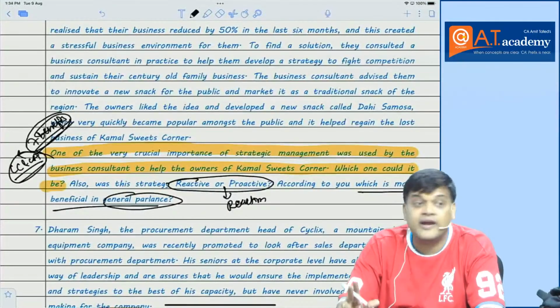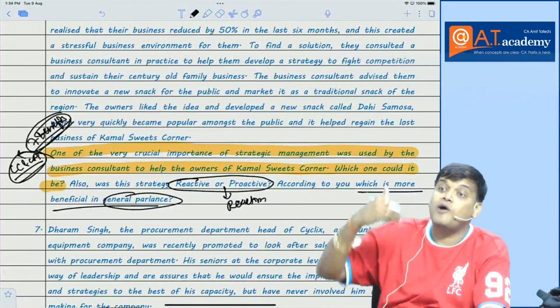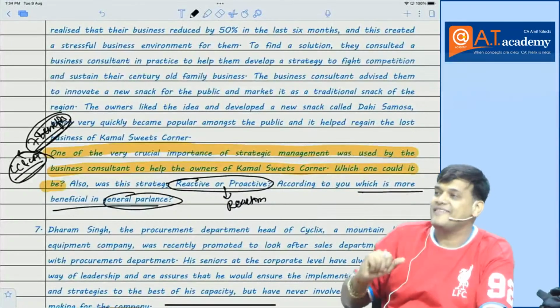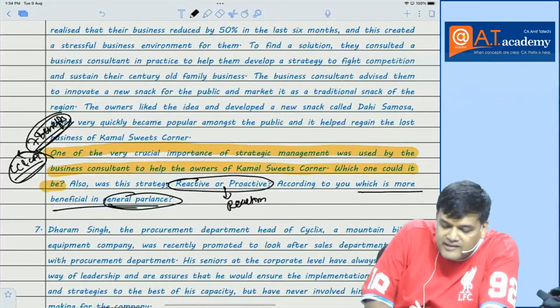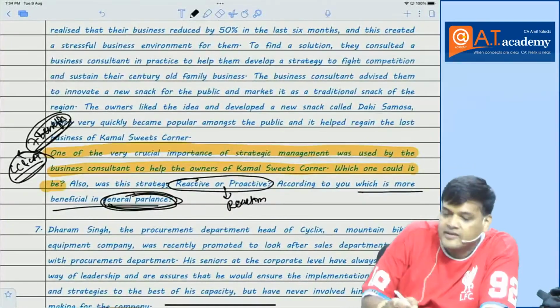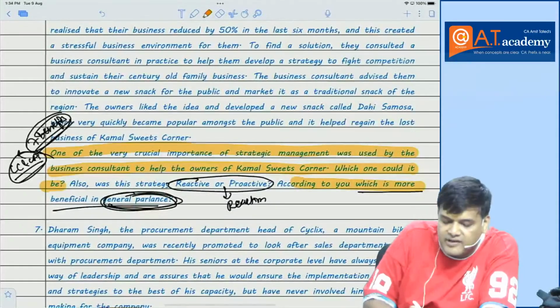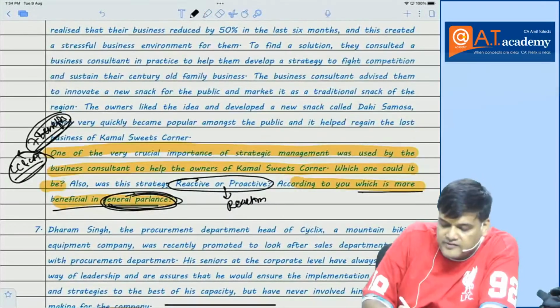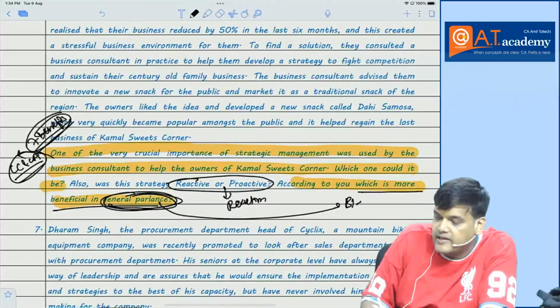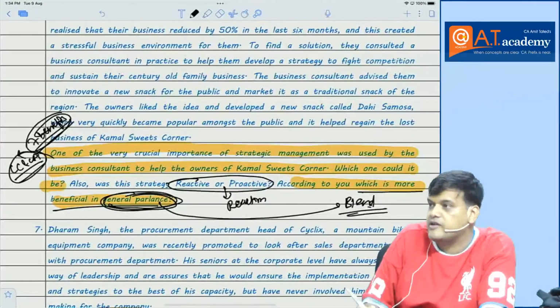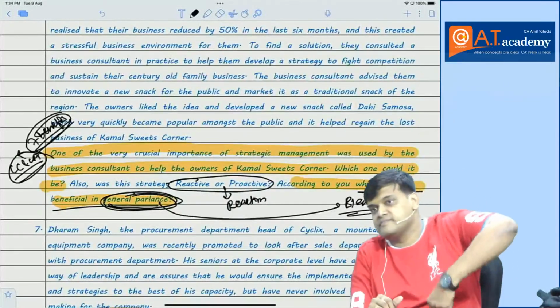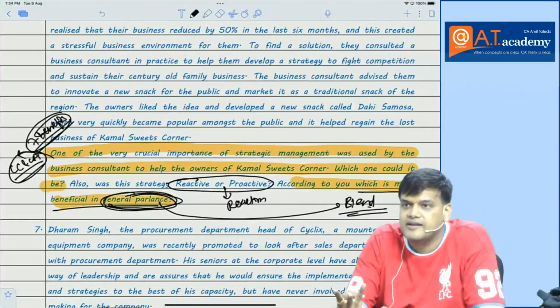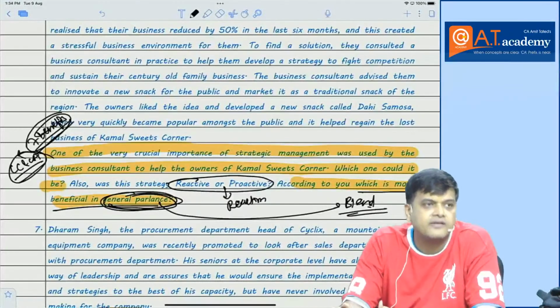Blend of proactive and reactive. If I ask you out of the above which is important, proactive. But they have used the words general parlance. Did you get the point? Generally, which is best? Blend. The answer is blend. These are your 3 points to be written for 4 marks. What are the 3 parts you will divide this answer into?